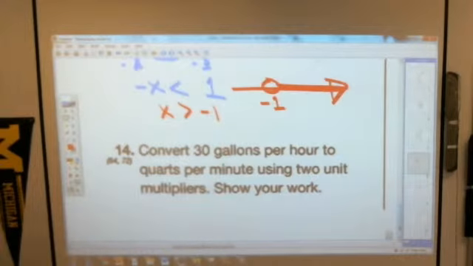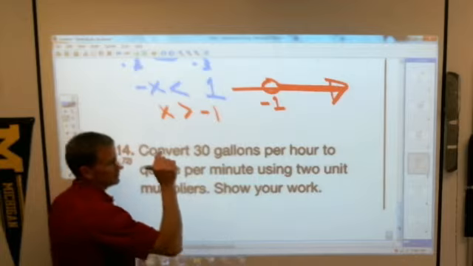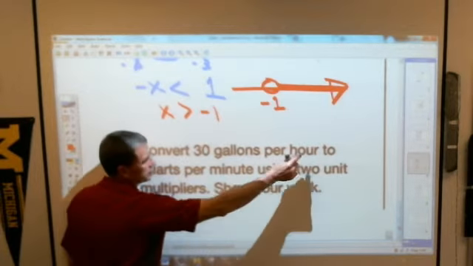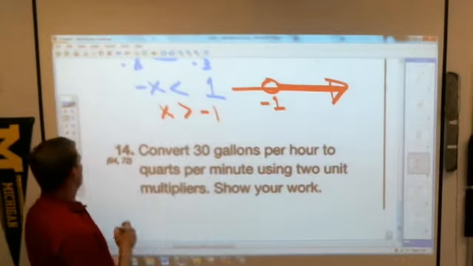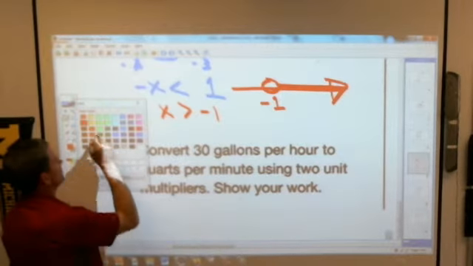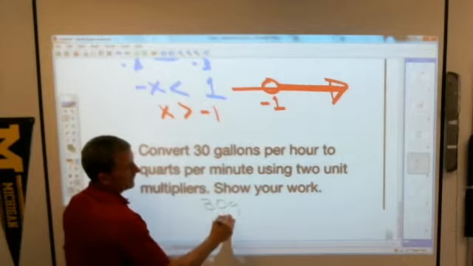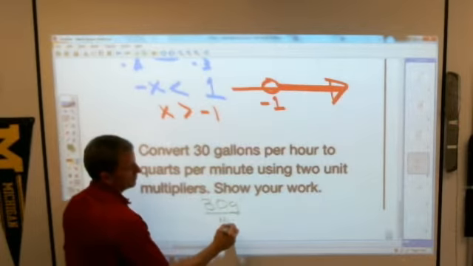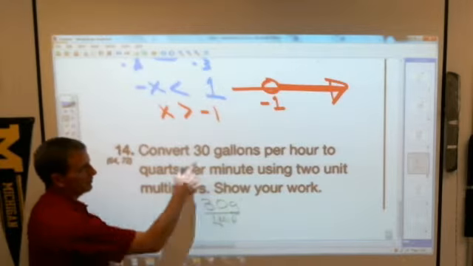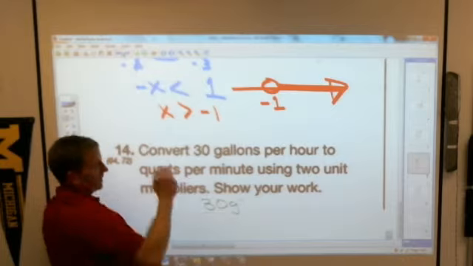Convert 30 gallons per hour to quarts per minute. That means you're going to need 2 unit multipliers because one is going to change gallons to quarts and the other one's going to change hours to minutes. What does that look like? Well, I'm going to get a different shade of something. Let's go green. I hate green, but we'll do it. This is what it should look like. 30 gallons per minute. You should have started off with that fraction. 30 gallons per, oh, sorry. It's not per minute, it's per hour.